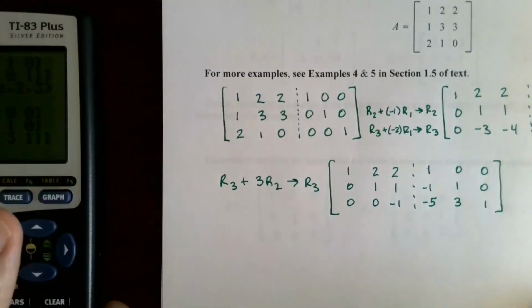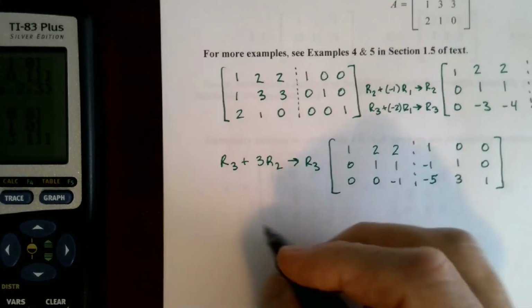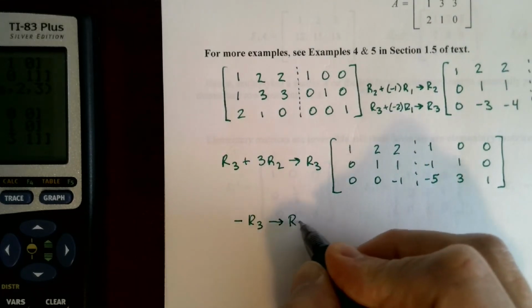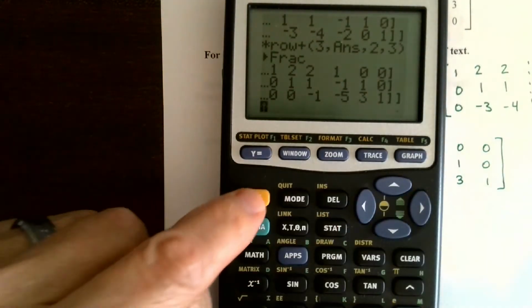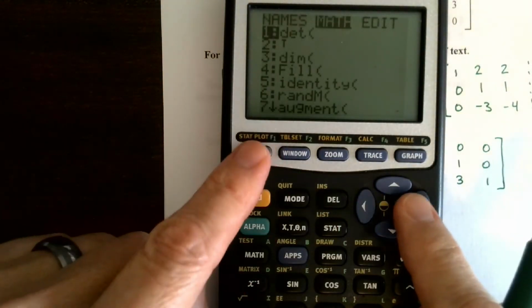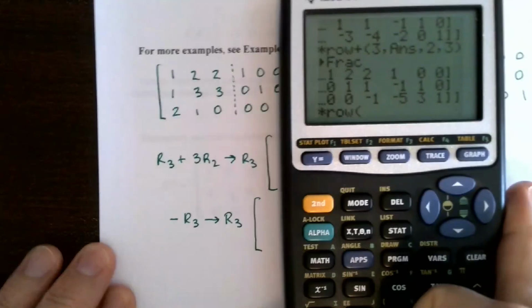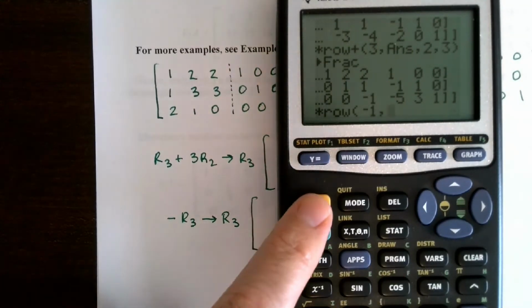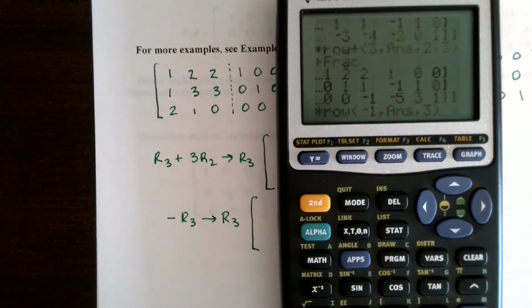Okay. And then what? I want to get a 1 right here. How do I get a 1 right here? Well, let's simply multiply row 3 by -1. So second matrix math. This time I go down, I want just multiplying a row. And the syntax here is just the multiplier, which is -1, and the matrix, which is answer, and the row number, which is row 3. And I can convert to fractions, but I don't need it in this case.